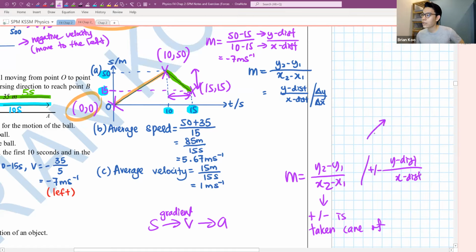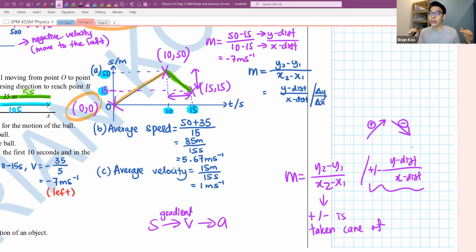If the graph is going up, it's a positive gradient. If the graph is going down, then it's a negative gradient. I think it's better for you to know this. You can choose to do the other method, but you should know about this also. Because at this point, you should be more aware of how the graph slopes upwards or downwards, and you will know from there, without calculating anything, whether this ball or car or anything is moving forward or backwards. So if you see a positive gradient, positive velocity, going forward; negative velocity, going backwards. Can?